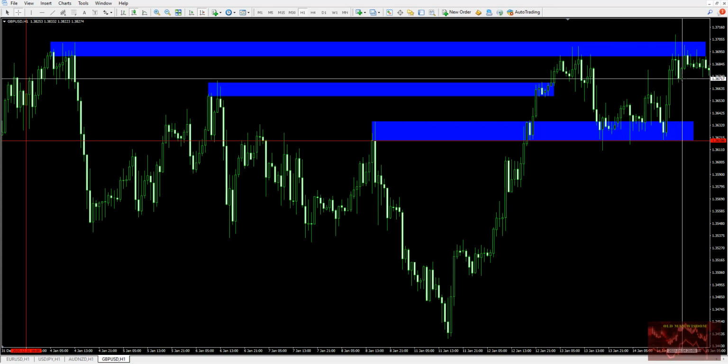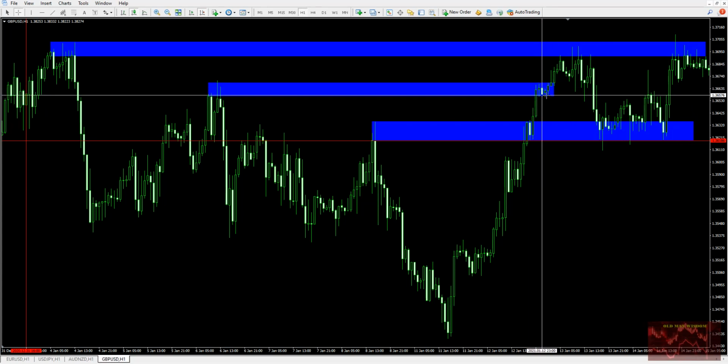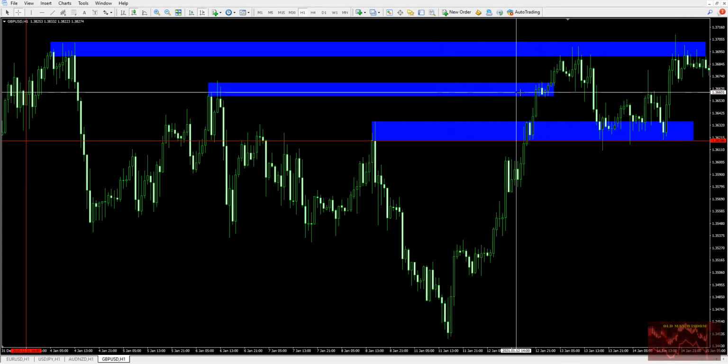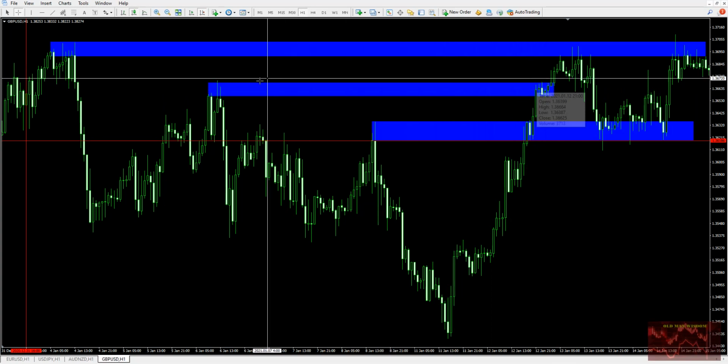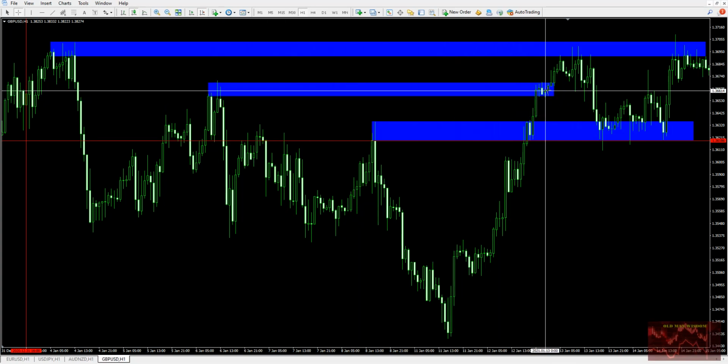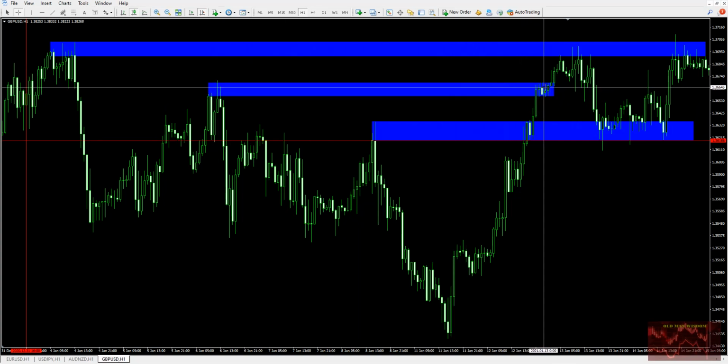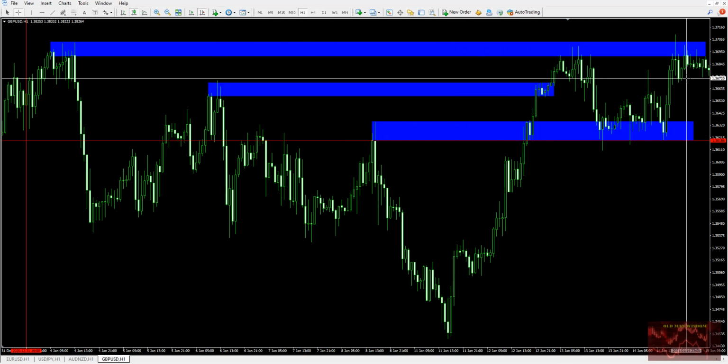You have to bear in mind that you've got this area here which has served as resistance or support before. If you was to sell here, you would be risking about 40 pips. You'd put your stop loss just above this spike here. You might even set it to 50 pips up here.